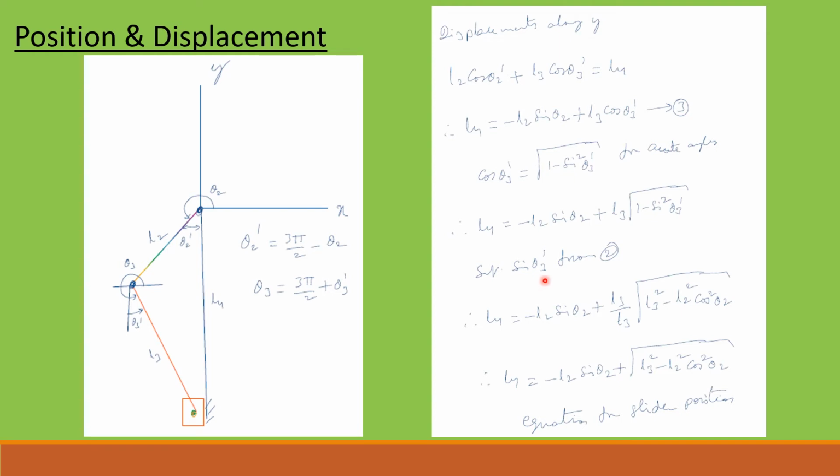Substituting theta 3 prime from equation 2 we have derived in previous slide, we get L4 equal to minus L2 sine theta 2 plus L3 by L3 square root of L3 square minus L2 square cos square theta 2. So after cancelling this L3 term, we get L4 equal to minus L2 sine theta 2 plus square root of L3 square minus L2 square cos square theta 2. So this is the equation for slider position.